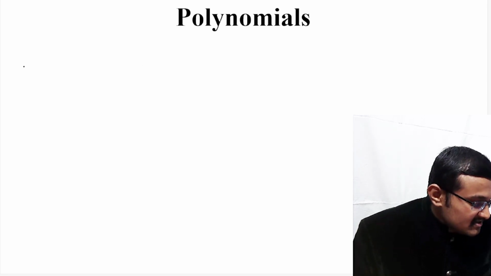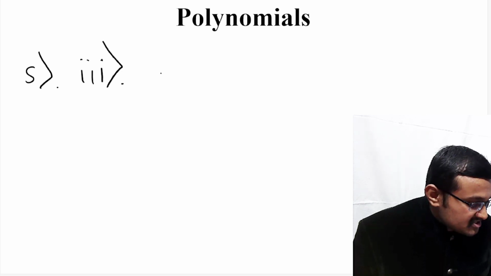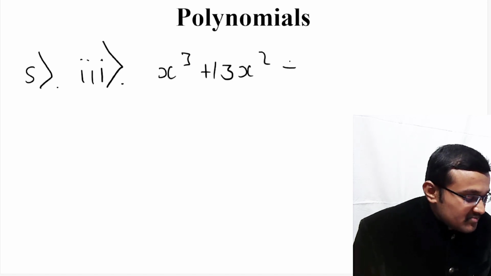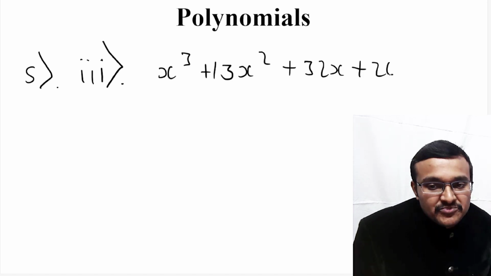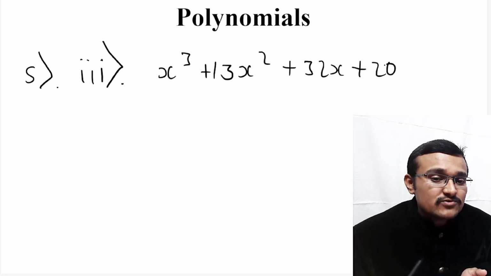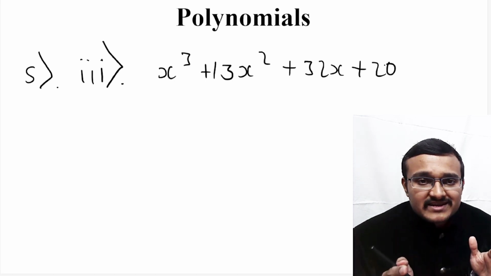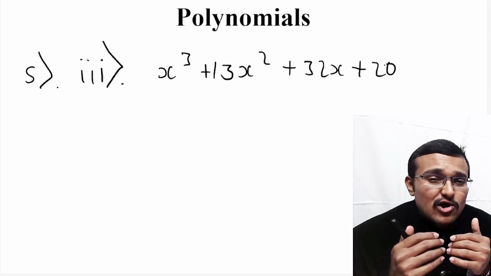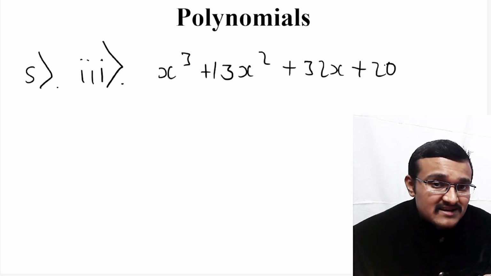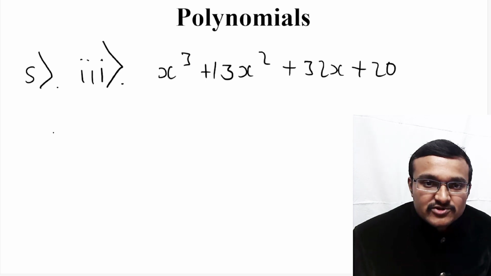Now I'll try to solve the third question in this fifth question, that is x cube plus 13x square plus 32x plus 20. In this entire factorization you have to do a lot of trial and error, then only you can factorize this polynomial. The only thing you should practice in this exercise is a lot of trial and error. When you solve a lot of problems like this, you will be well versed in trial and error, so that you can easily factorize these kinds of cubic polynomials.